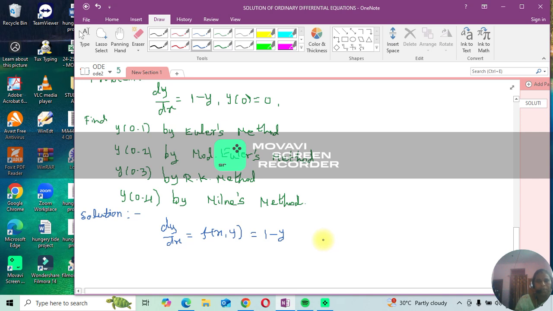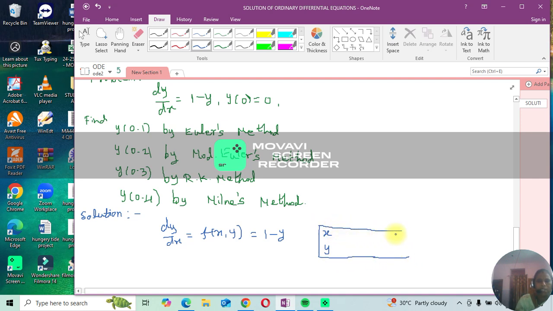Here for x equal to 0, y is 0, and we want to find y of 0.1, y of 0.2, y of 0.3, y of 0.4. Each and every point has the interval difference. From one point to another point the interval difference is 0.1. So we may assume h is equal to 0.1. So I am constructing a table of values.